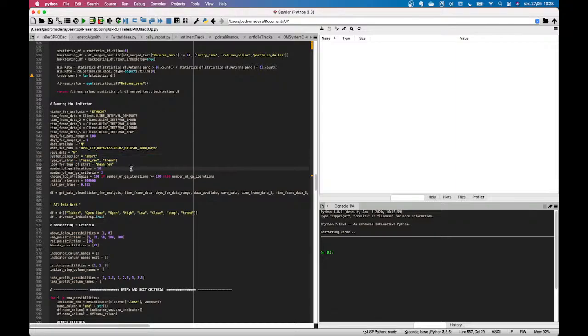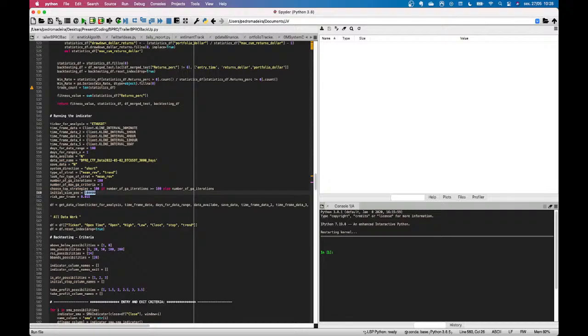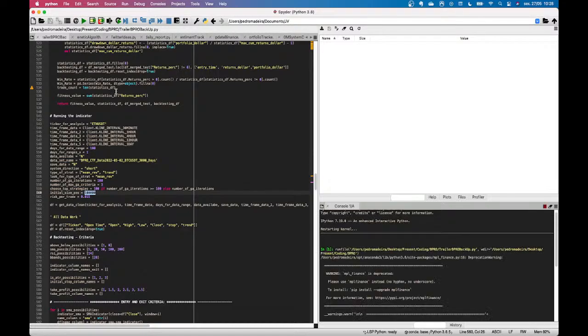We'll just run 100 iterations here. We will set a maximum criteria of 3, so I don't want more than 3 indicators per entry or per exit. I also chose the initial position size to be $100,000 and the risk per trade 1.5%, meaning for every trade you take $1,500 in risk. Okay, so let's run this.